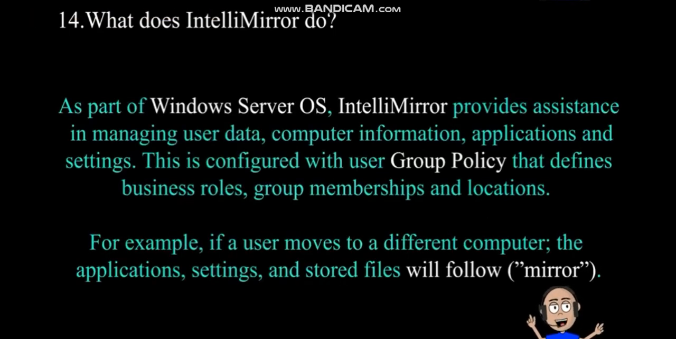What does IntelliMirror do? As part of the Windows Server operating system, IntelliMirror provides assistance in managing user data, computer information, applications, and settings. This is configured with user group policy that defines business roles, group memberships, and locations. For example, if a user moves to a different computer, the application settings and stored files will follow.